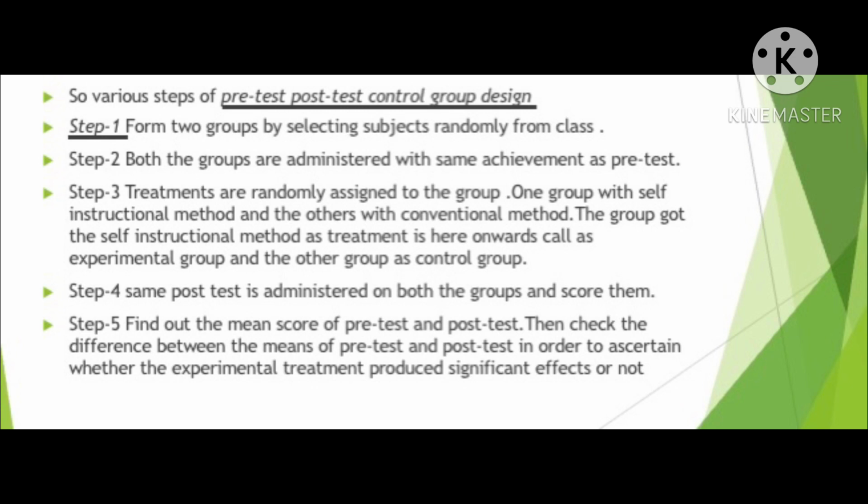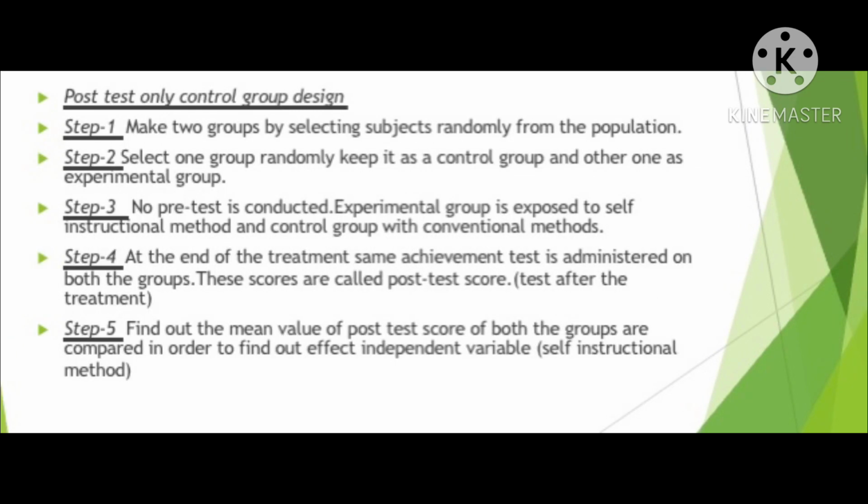Then in step 4, we are administering the same achievement test as a post-test in both the groups and then score them. Then later on in step 5, find out the mean score of the pre-test and post-test. Then check the difference between the mean of pre-test and post-test in order to ascertain whether the experimental treatment produced any significant effects or not.